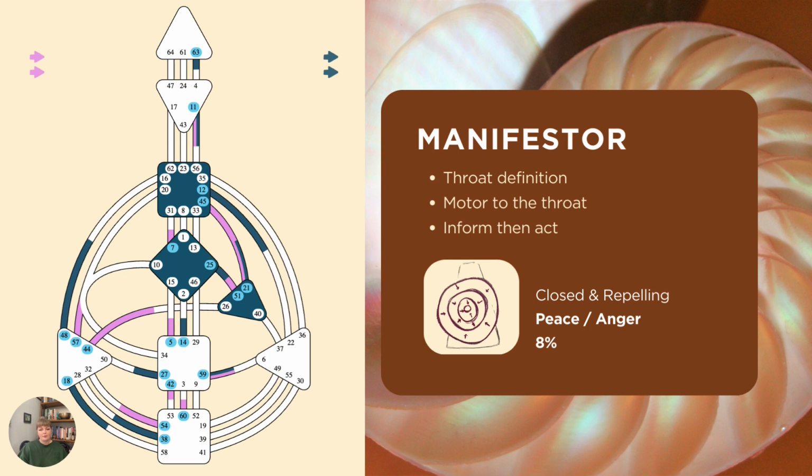Manifestors with throat definition have a motor to the throat. Manifestors don't have the sacral definition, which means that they have a little bit less energy. So they're really good at manifesting, with their defined will center and speaking something into action. To create this pathway for them to be able to move and act and create something, or to initiate, they need to inform people before they act.